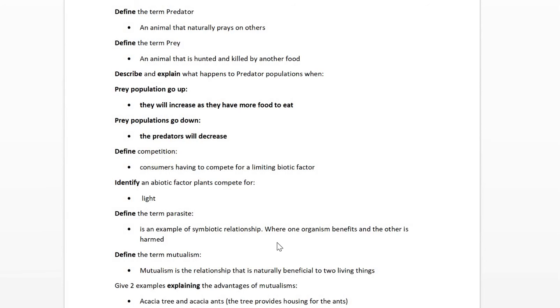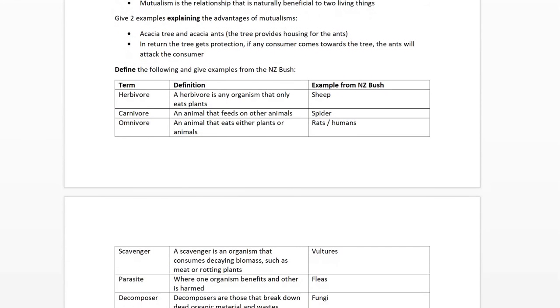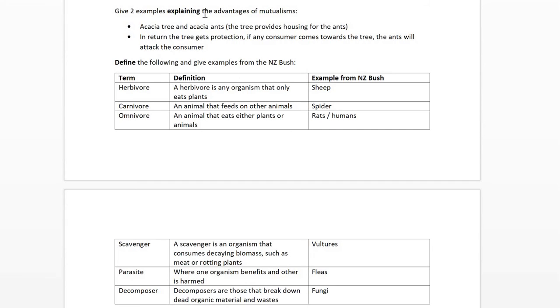Define the term parasite. It's not an example of a symbiotic relationship. It's an example of a relationship where one organism is going to benefit and the other is going to be harmed. Symbiosis relationships are broadly positive relationships, so please be mindful there. Define the term mutualism, where both organisms benefit from the relationship. Give two examples explaining the advantages of mutualism.